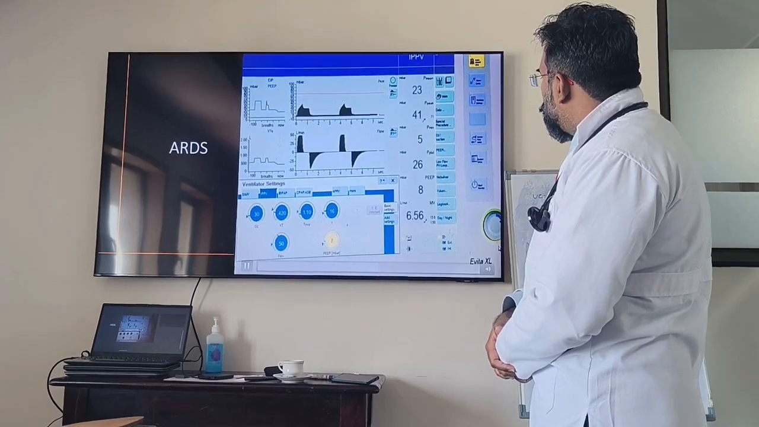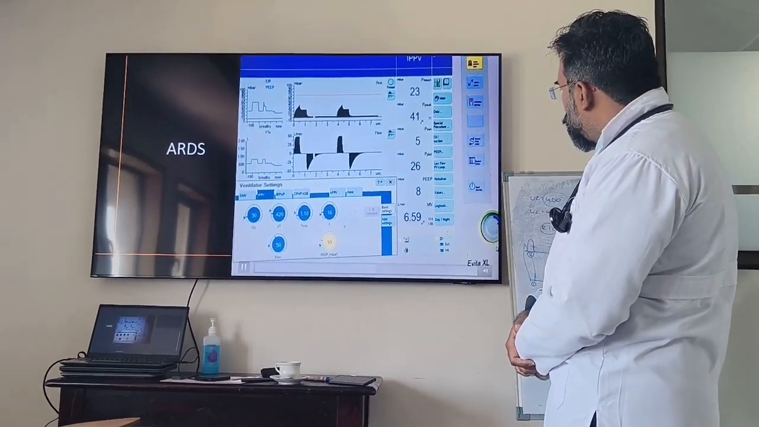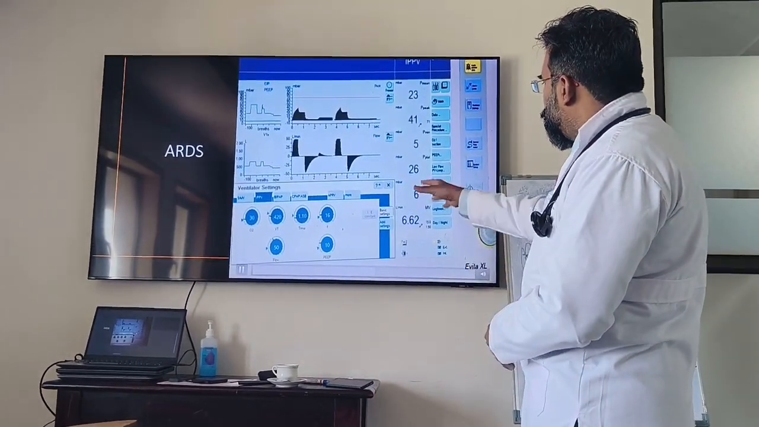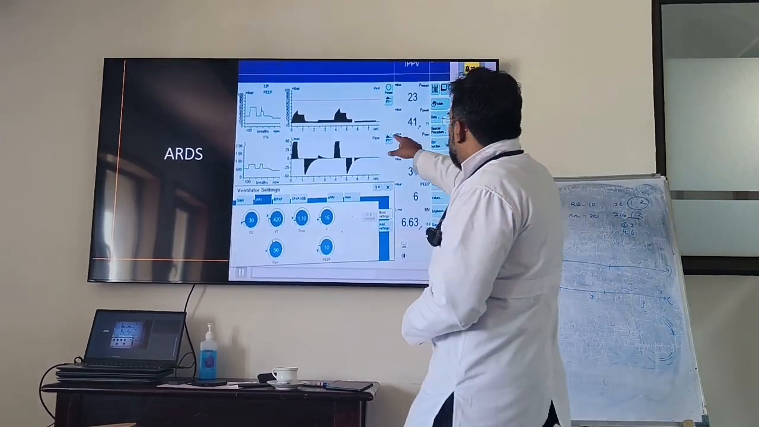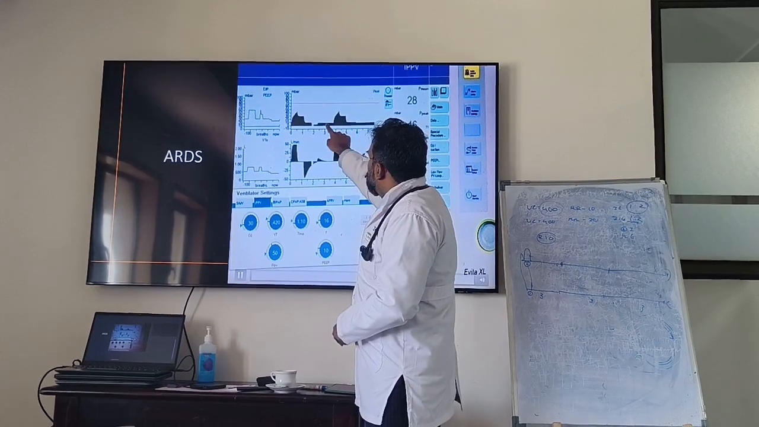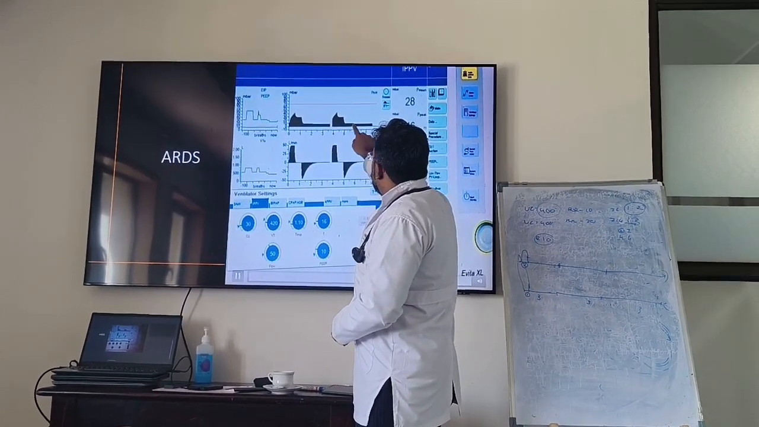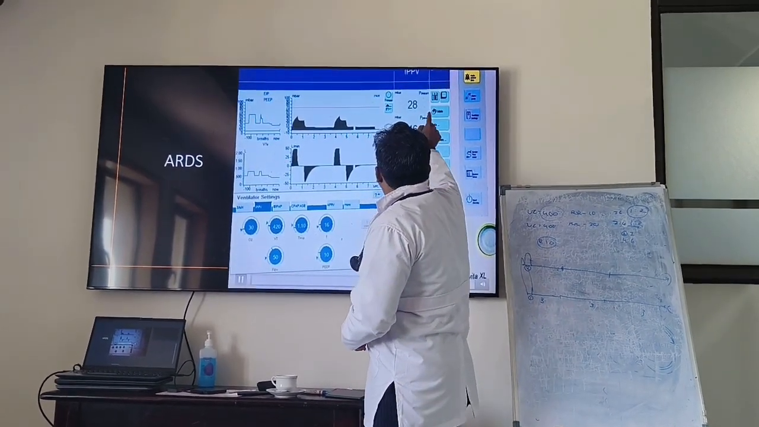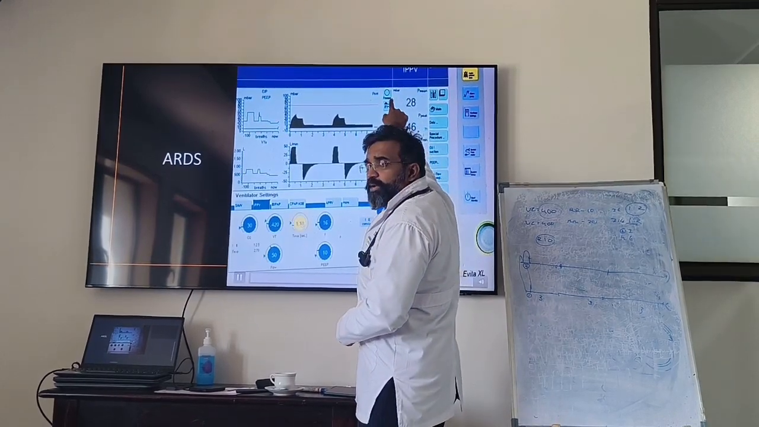So now I want to increase my oxygenation, right? Since I want to increase my oxygenation, whatever method I use, I have increased the PEEP to 10. See what has happened immediately? The blackness has increased. The waveform has gone up. With PEEP, the waveform has gone up. Nothing has happened to this part, but the waveform has gone up. Mean airway pressures have slightly gone up from 26 to 28.